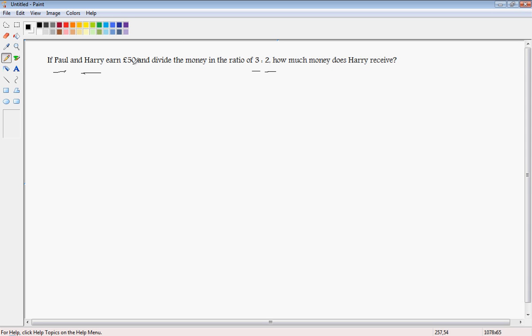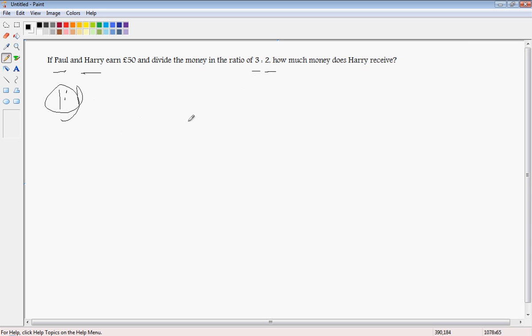Now if we were to divide the money equally, then Paul and Harry would receive £25 each. Now that would be a ratio of 1 to 1. Nice and simple. But they want to split the money in the ratio of 3 to 2.